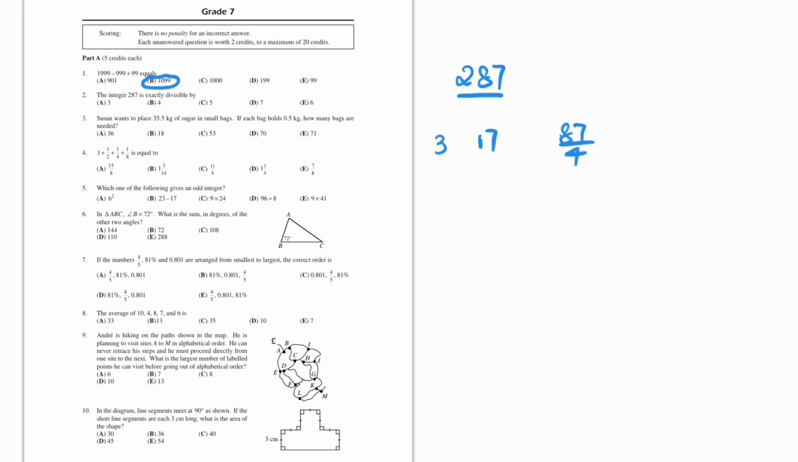C is 5. Divisible by 5 requires the ones digit to be 0 or 5, but the ones digit is 7, so not divisible by 5. Divided by 7, that's 41, so it's divisible by 7. E, 6. Divisible by 6 must be divisible by 2 and 3. 287 is not divisible by 2, so not divisible by 6. The only divisible number is 7. Therefore, the answer is D.